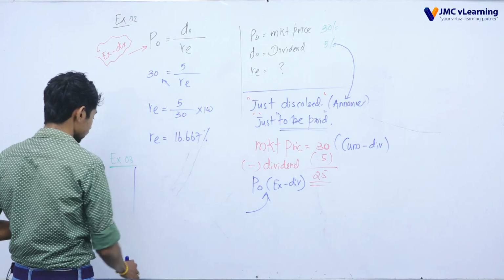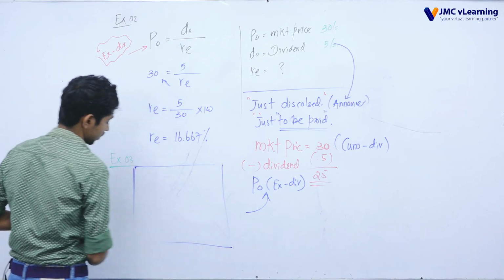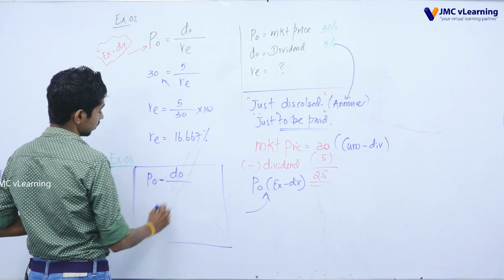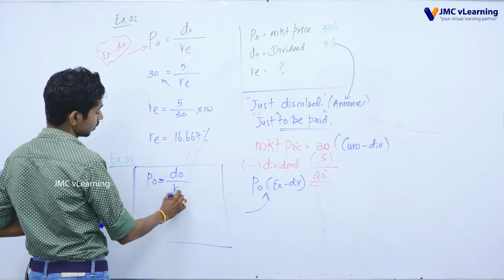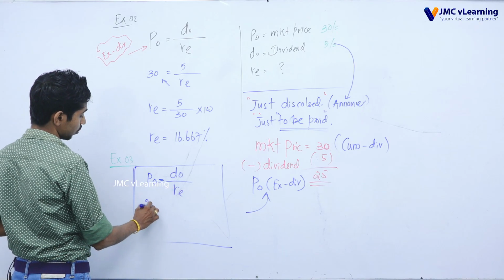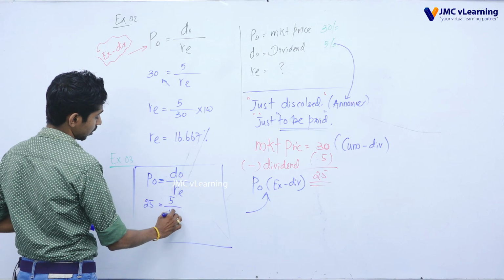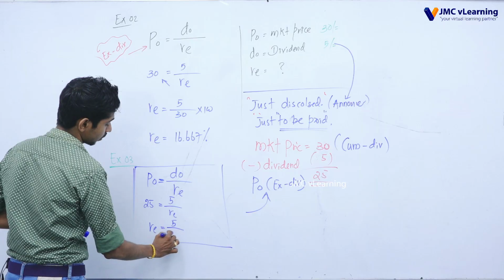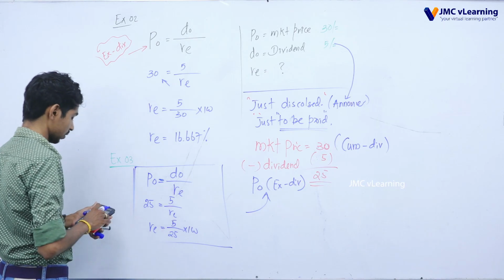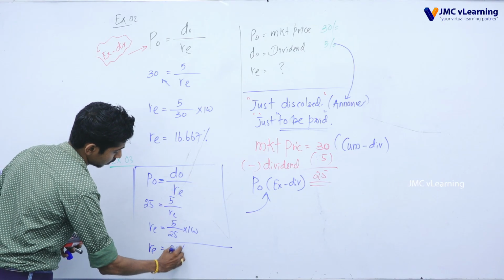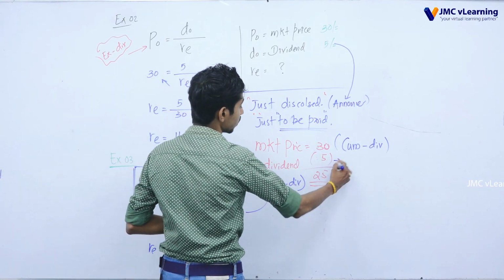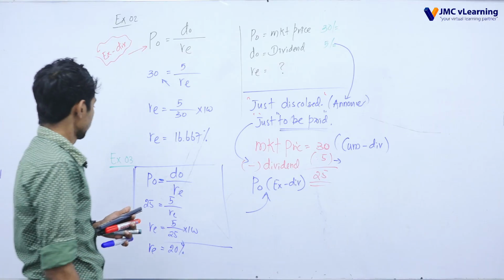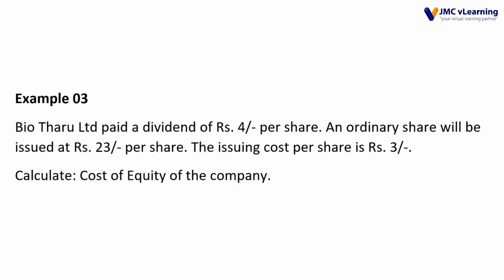Then what are our changes, the effect on our calculation? P0 equals D0 divided by RE, then 25, 5, RE. RE equals 5 rupees divided by 25, multiplied by 100. RE is 20. Why do we remove this dividend? Still not paid. Okay, then question number 4.